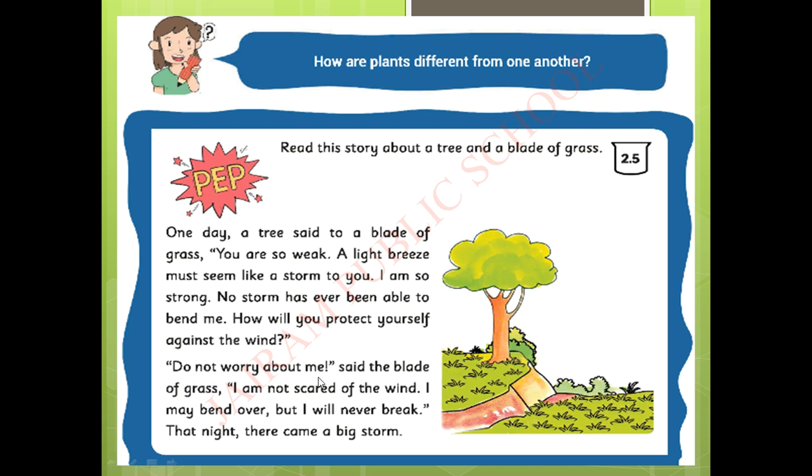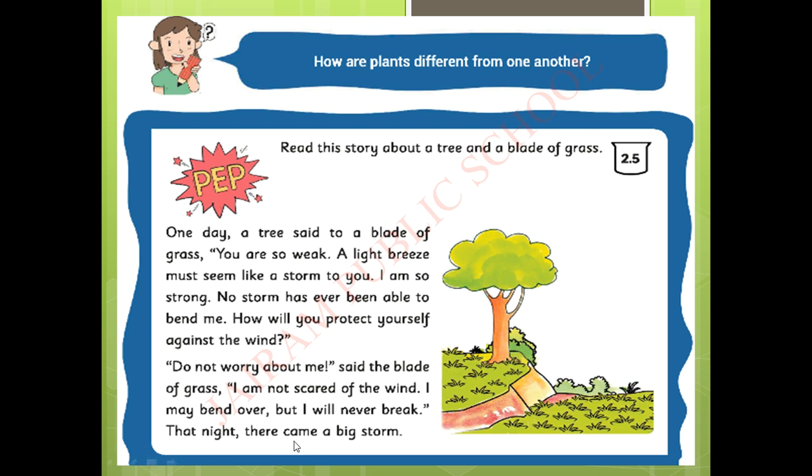Do not worry about me, the grass is telling. "Don't worry about me," said the blade of grass. "I am not scared of the wind. I may bend over, but I will never break." So the grass is telling, I will bend along with the wind and I will never break.